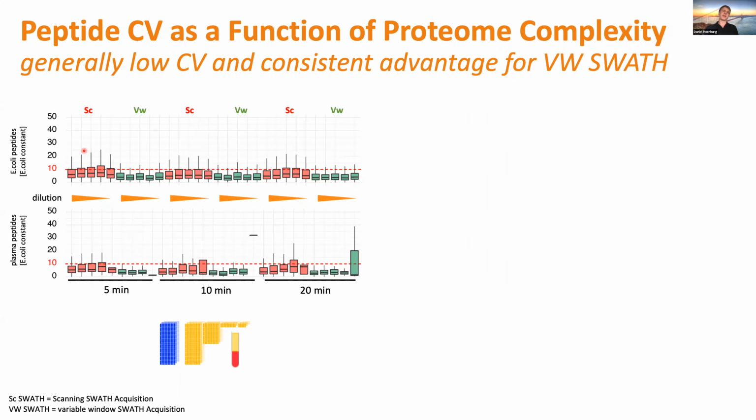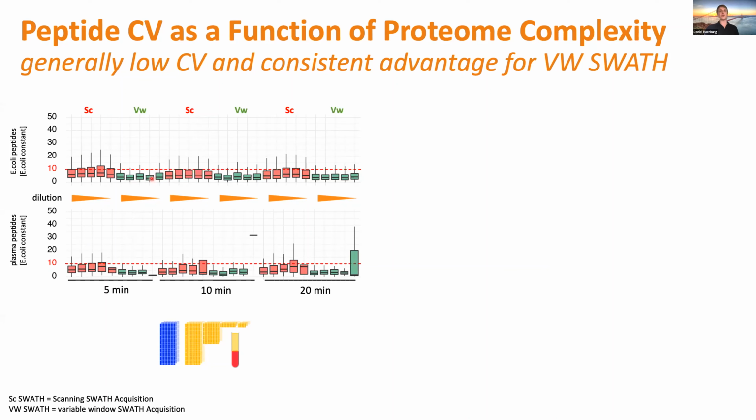The first take-home message is that we have a pretty high precision overall. So the interquartile range is always or almost always below the 10% mark, and the median is somewhere around 5%, and basically almost independent of the dilution, which is good. It's a pretty stable signal. What we also see is that we have slightly better precision for the variable window swath.